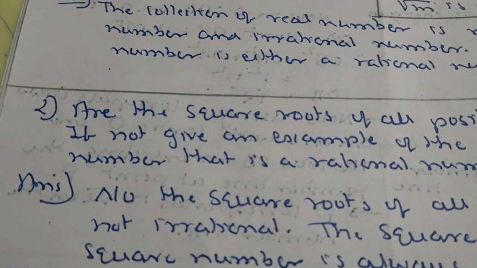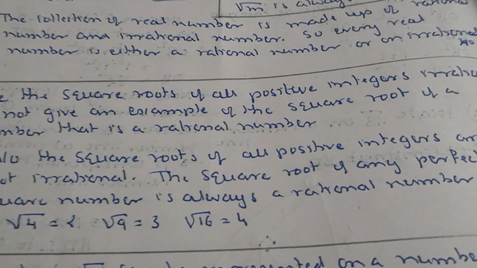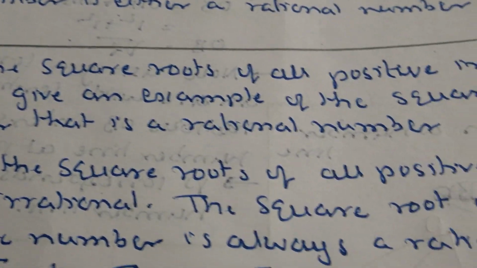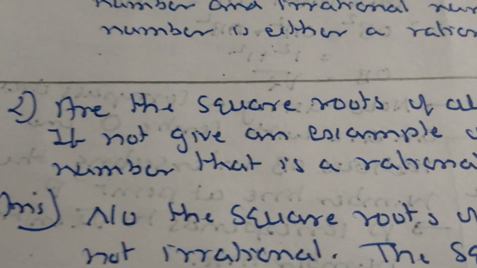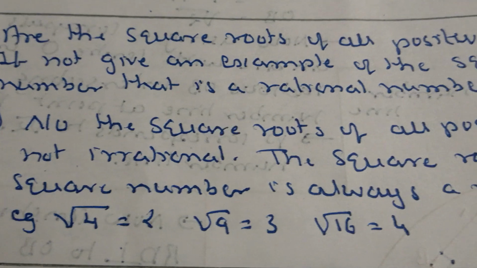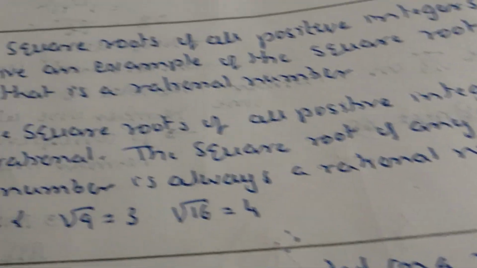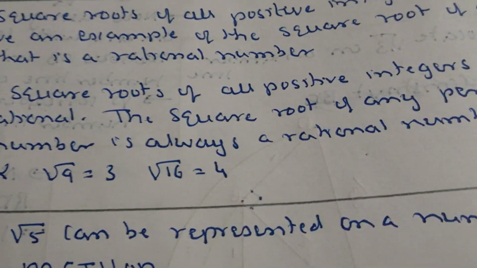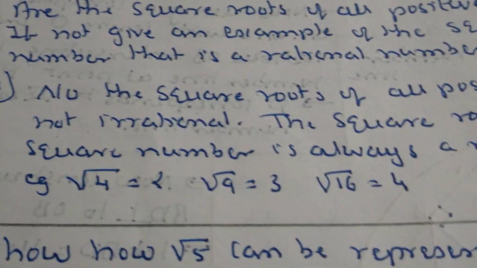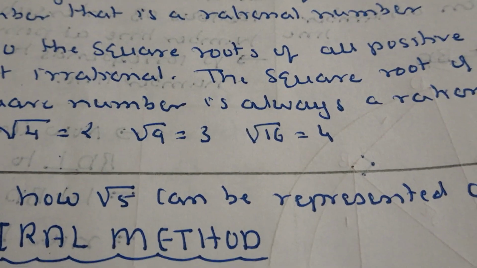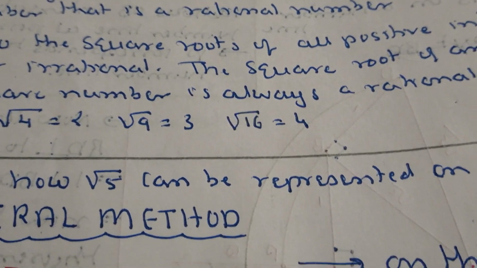Question number 2. Are the square roots of all the positive integers irrational? If not, give an example of the square root of a number that is a rational number. Answer: No. The square roots of all the positive integers are not irrational. The square root of any perfect square number is always a rational number. Example I have given you: the square root of 4 is 2, and 2 is a rational number. Root 9 is equal to 3, and root 16 is equal to 4.